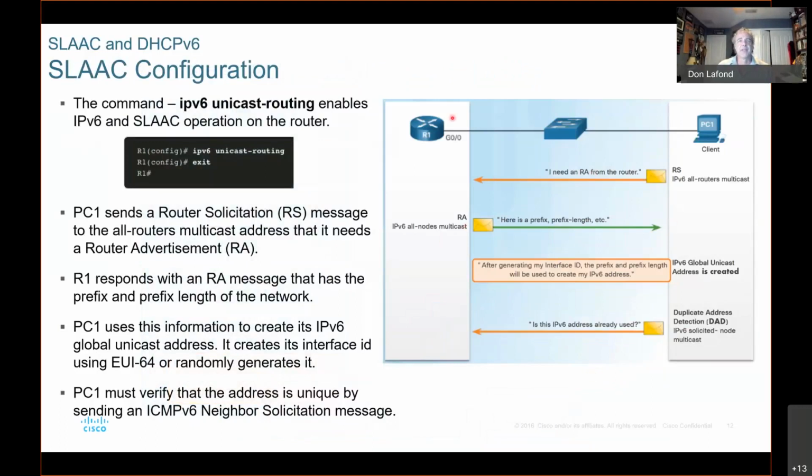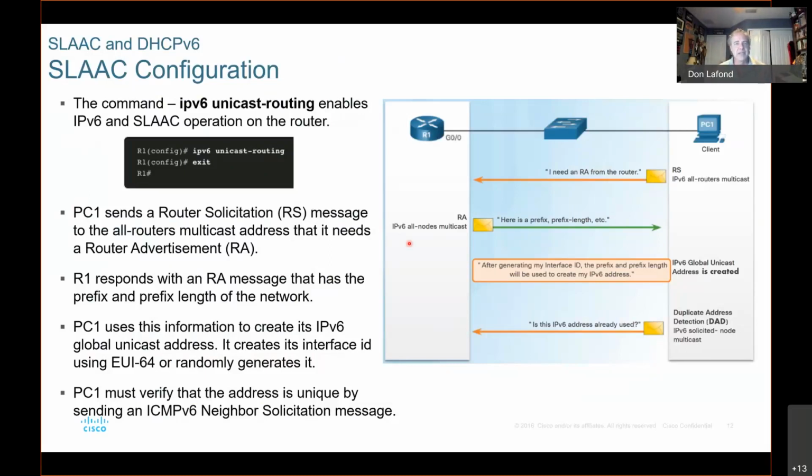The router, using the all nodes multicast address, which is FF02::1, says here's your prefix length, and other information like subnet, domain name, etc. It sends that back: here's everything you need. R1 will respond with a router advertisement message that has the prefix and prefix length. PC1 uses this information to create its own IPv6 global unicast address, GUA.